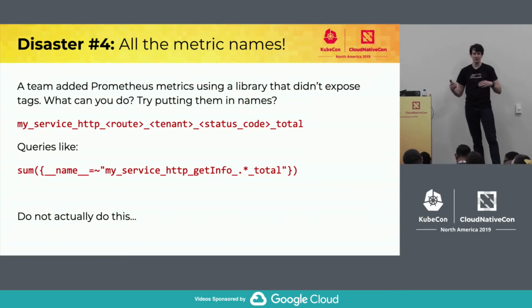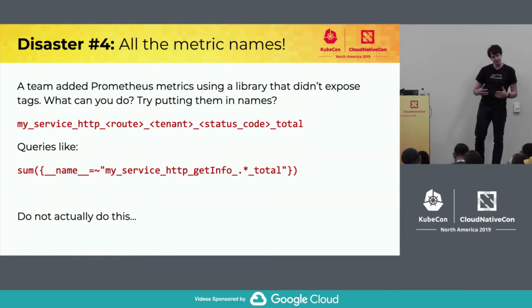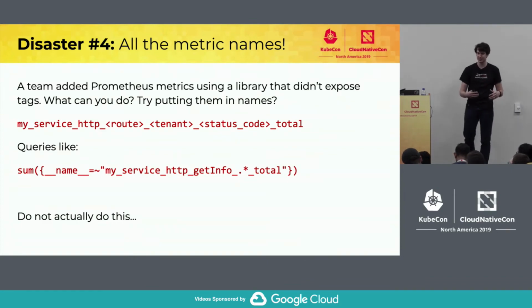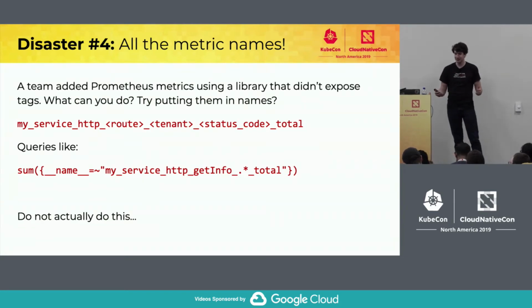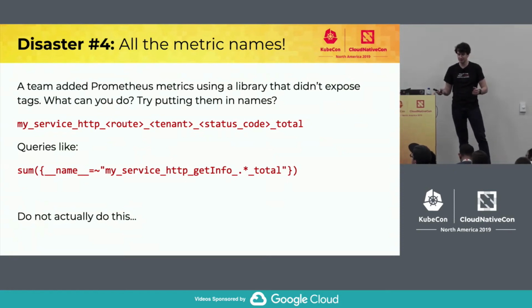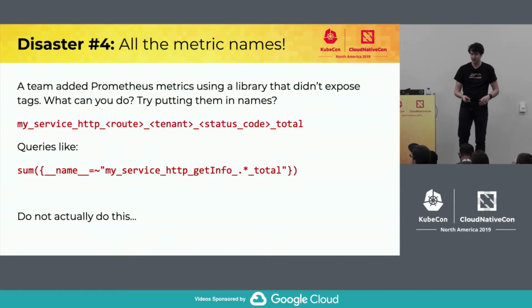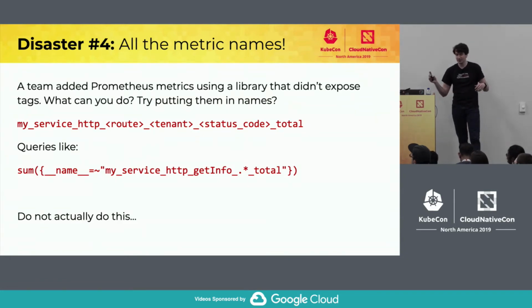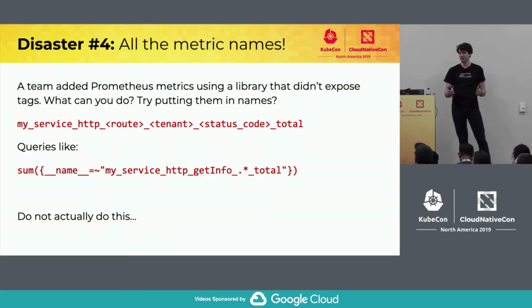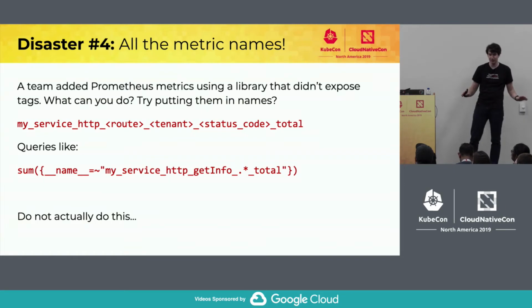It's going great. Except there's a service whose libraries they're using sort of support Prometheus, but not really. They're more designed for this old style dot, dot, dot notation. Well, okay, but I need some tags in there, so put them in the names. Sure, at least you can do stuff, so you get metrics that look like my service, some routes, some tenants, status codes, etc. And then you end up doing queries across these dimensions. Oh no, now I'm doing regex matches on the metric names, and it's very slow. Please do not actually do this.